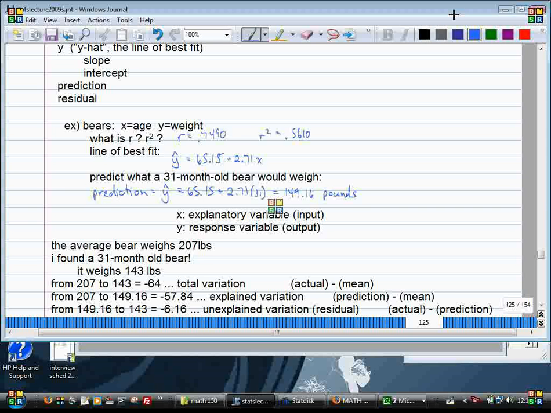Okay. So, notice that what we're doing is we're breaking up the total variation from 207 to 143 into two parts. The first part says, oh, I predicted it would be 57 pounds smaller. But the actual bear was even 6 pounds smaller than that. So the negative 57 is the explained variation, or if you like, you can call it the predicted variation. And the negative 6 is the unexplained variation, or if you like, you could think of it as the unpredicted variation.